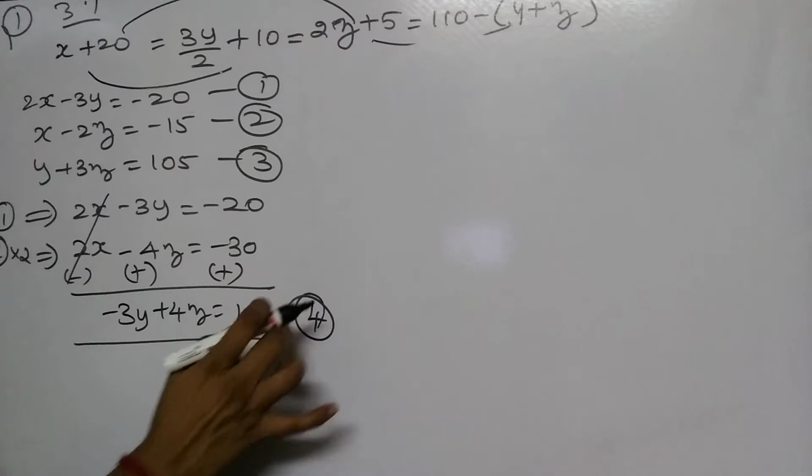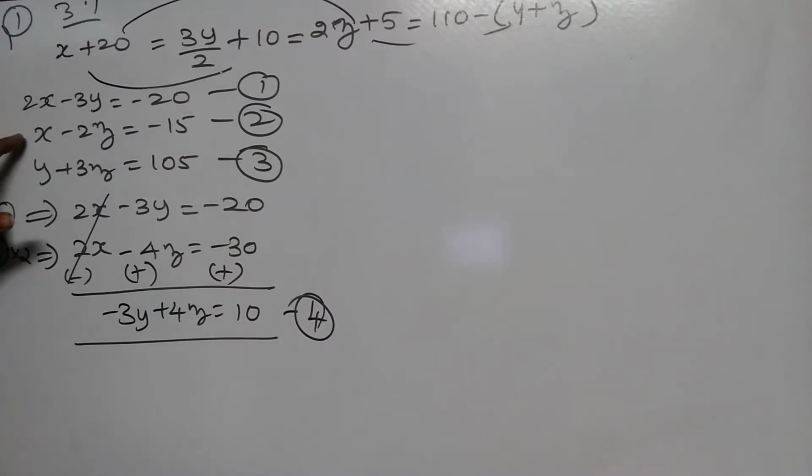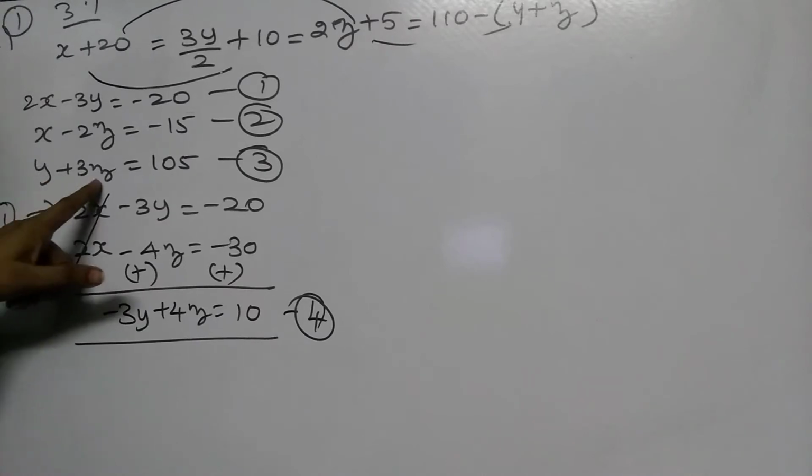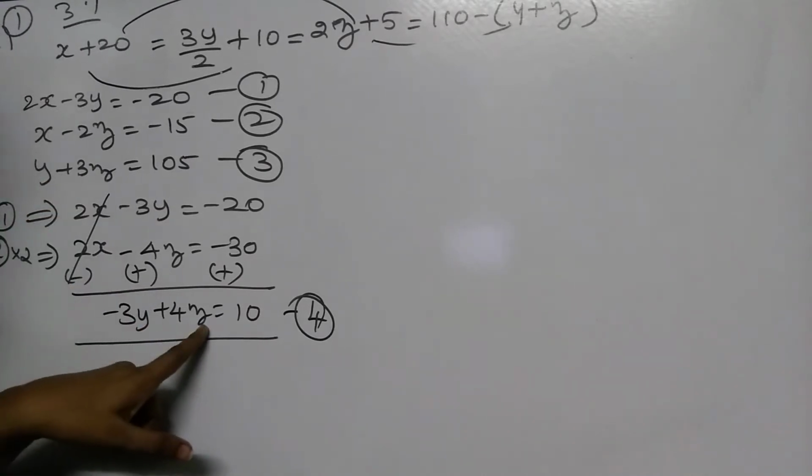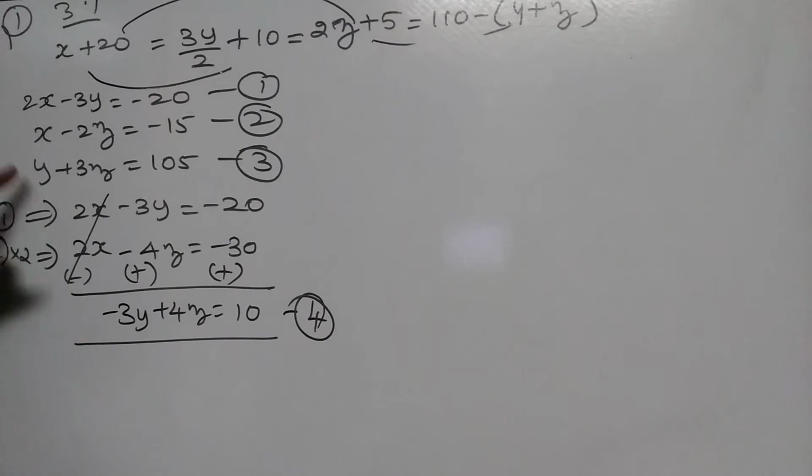Okay, assume this is the fourth equation. Same like that, solve the next two and find another equation. Now already you have y plus 3z, is it not? Here you have y plus 4z. So you can solve these two things, the third and fourth equation. But the third equation has only y.